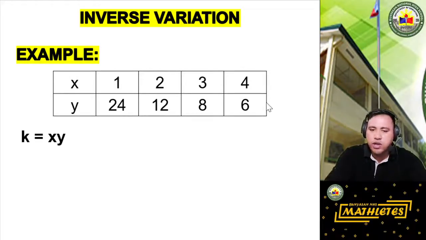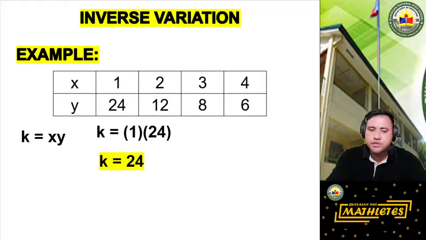Now, we will use the equation in finding the constant. The formula in finding the constant is k is equal to x times y. So, we will get the product of the two variables, to check whether the product of these two quantities is constant.